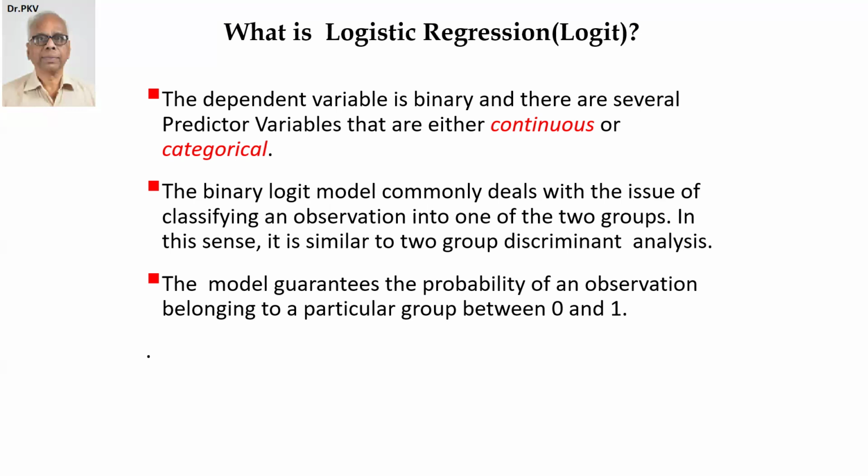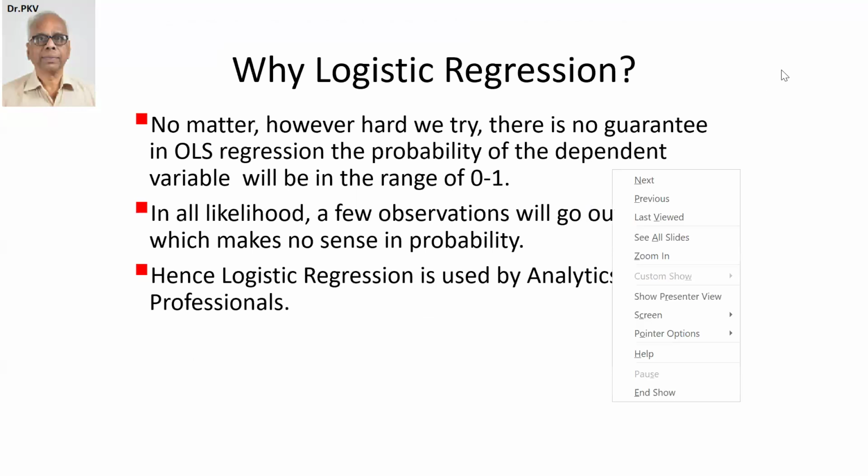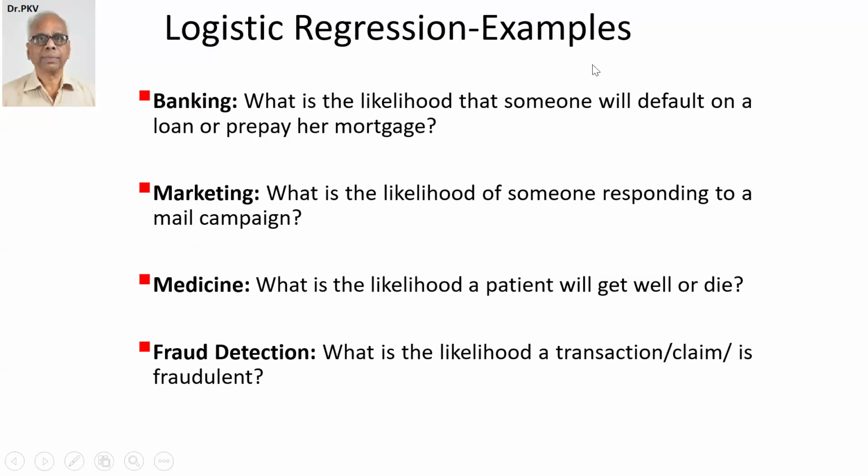Let's now look at some examples. In a banking example, all of us know the question: what is the probability that a customer will default on a loan? We continue to use the term likelihood here in place of probability, and you will see the reason a little later, but both are the same. So what is the likelihood that a customer will default on a loan? That is an example in banking.